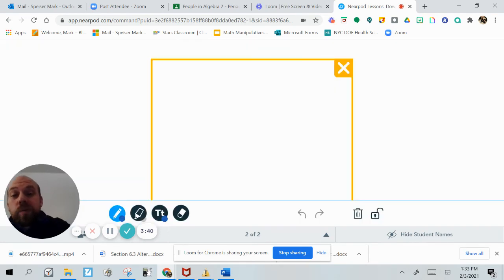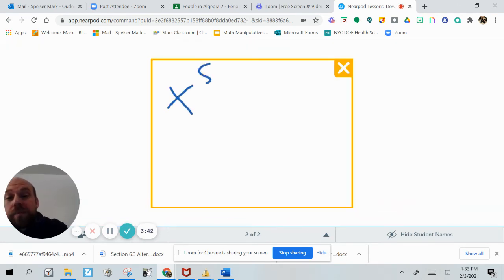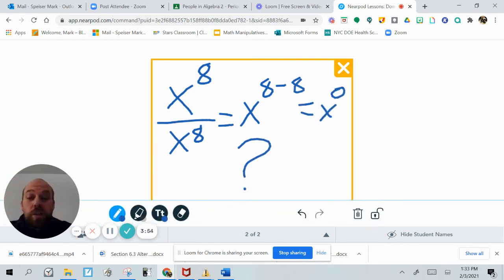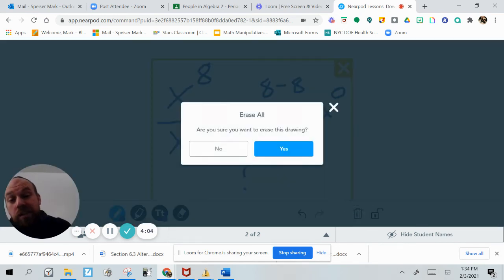First odd case is when the powers are the same. So we have x to the 8th divided by x to the 8th. You subtract the exponents, 8 minus 8, and you get x to the 0. For now, we'll leave that as a question mark, and we'll come back in another video to explain that, and that'll be my 4th rule.